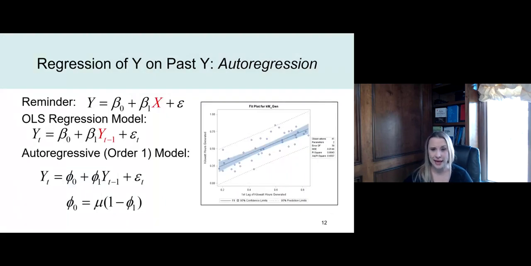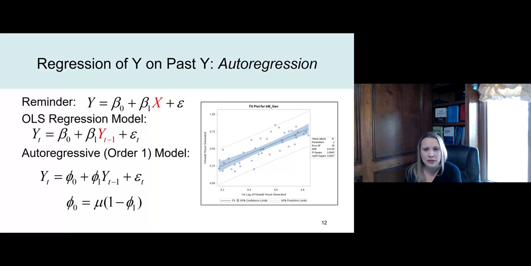So let's look at exactly what we're doing here. It's just regression. So here's our model for ordinary least squares regression. You should all be familiar with this by now, where you have y equals beta 0 plus beta 1 x plus e. What we're trying to do with an autoregressive order 1 model is predict y at time t as a function of beta 0, and the prior value we observed for that y, so y at t minus 1.